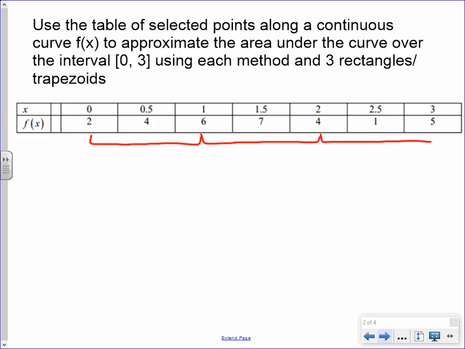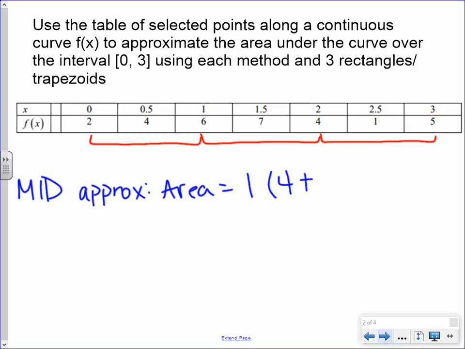Let's talk about midpoint approximation. The widths are still all 1. What would the height of the first rectangle be with our midpoint? 4. The midpoint of 0 and 1 is 1/2, so we have a height of 4. Our second rectangle stretches from 1 to 2, halfway between is 1.5. It has height of 7. Our third rectangle stretches from 2 to 3, in the middle is 2.5, so we have height of 1. Doesn't this make it nice? I love tabular data.